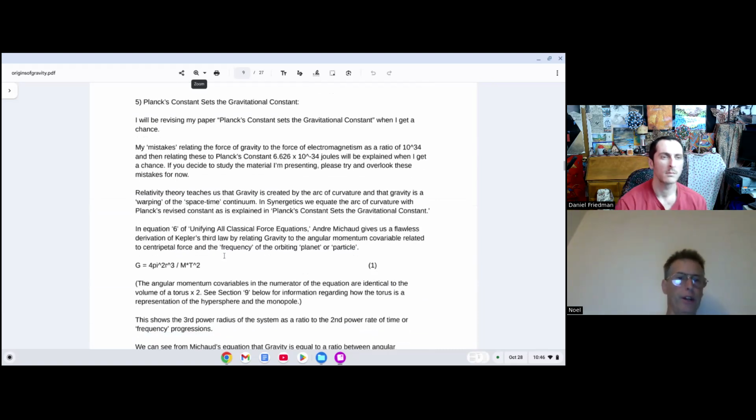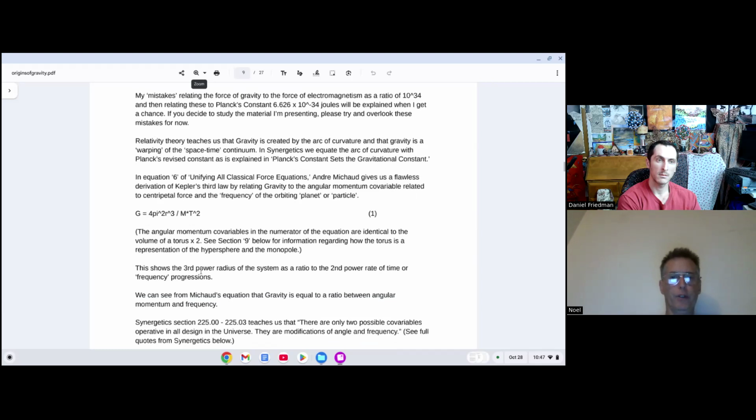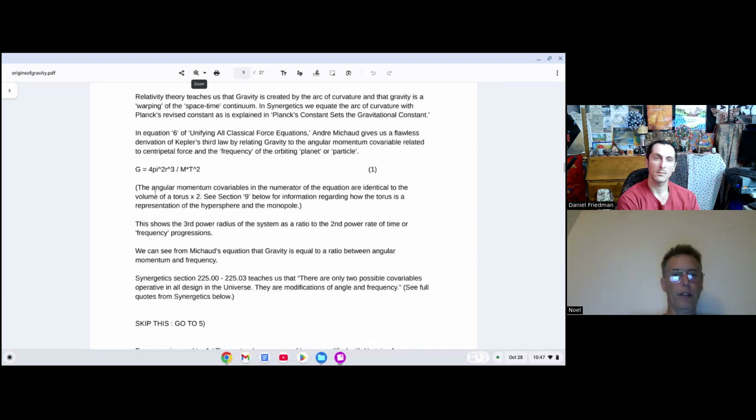This equation here from Andre's unifying all classical force equations explains the derivation of Kepler's third law, where it shows a third power radius of the system ratioing to a second power rate of time or frequency progressions. I'm not going to go over this really much anymore. I'm just showing this formula here. Gravity is equal to, see this angular momentum? That is 2 times the formula for the amount of volume in a torus. I'm mentioning this because I'm going to go down now.